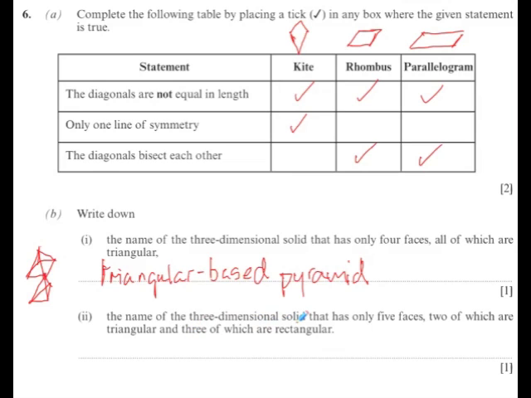The name of the three-dimensional solid that has only 5 faces, 2 of which are triangular and 3 of which are rectangular. Well, to me, that's something called a prism, which looks like that. And it might be enough to say prism, but if you want to be very specific, you can say a triangular prism.